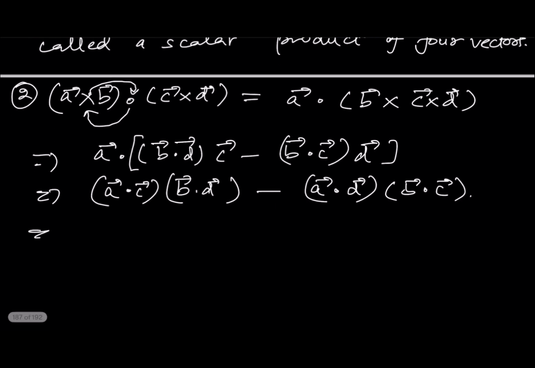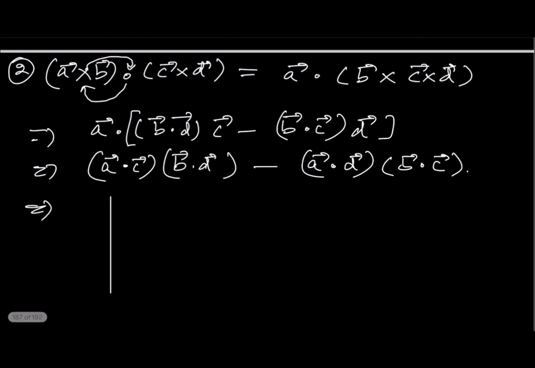Okay, and also we can write this as determinant E dot C, B dot C, B dot T, E dot T, and B dot T.